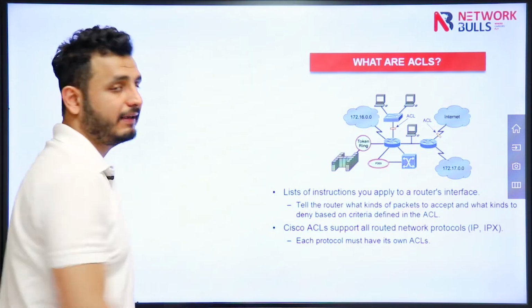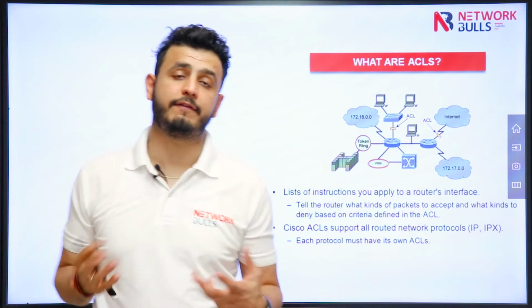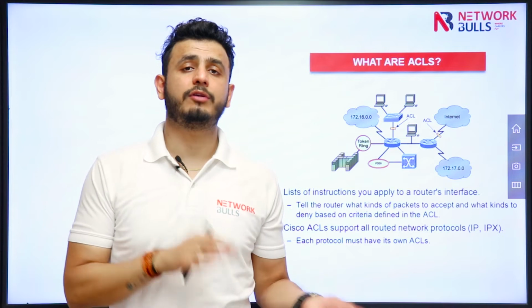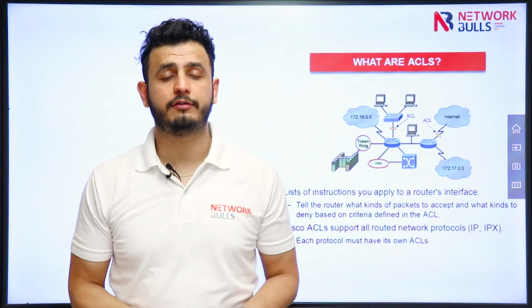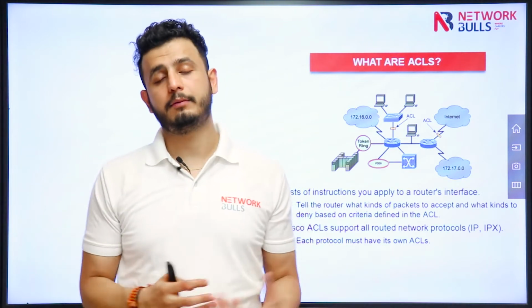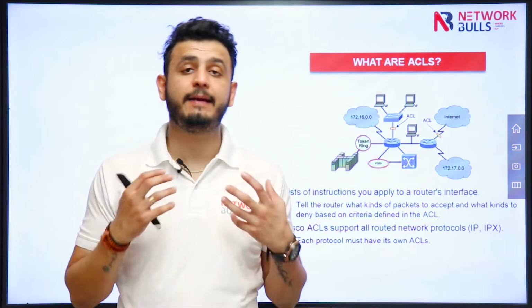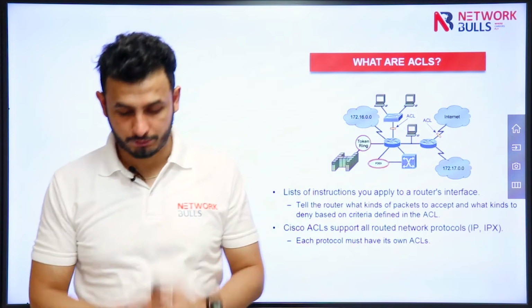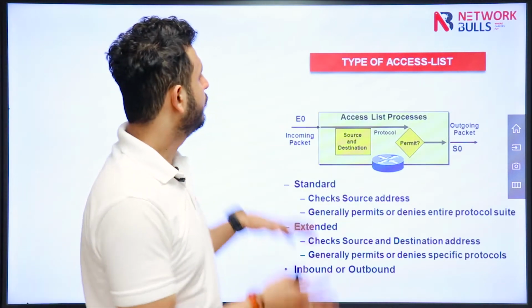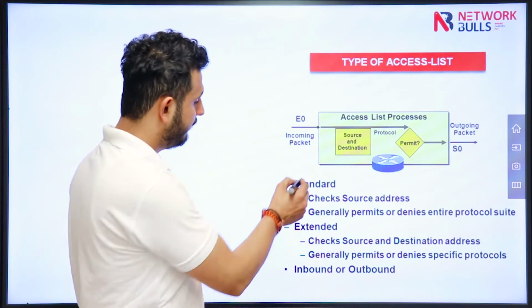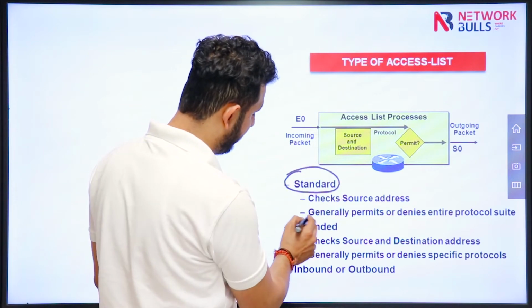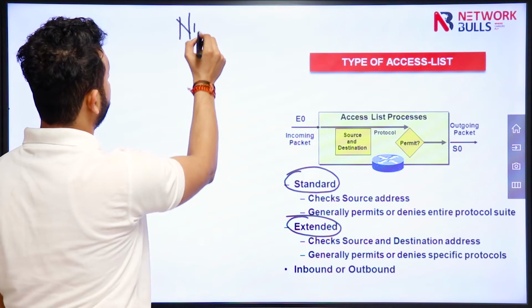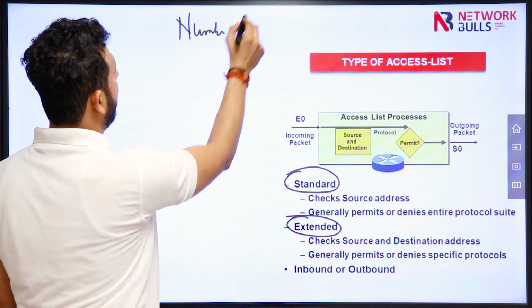So ACLs are basically the statements that we will be configuring on the box. Second thing, you can configure ACLs for both IP and IPX based protocols, but in our case we will be just configuring IP based ACLs because IPX is not used anymore. So we have two types of ACLs on a router. First of all, we have standard, then we have extended. There is one more category, that is numbered and named.